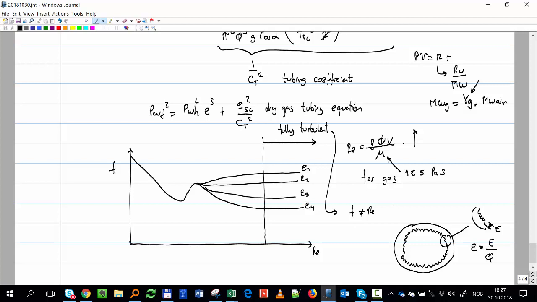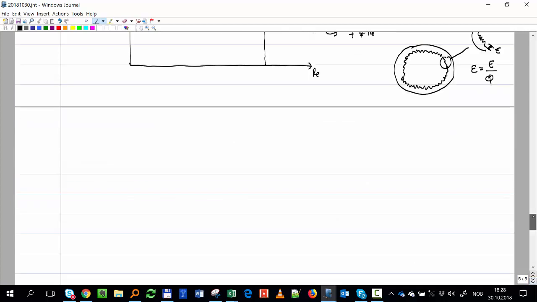So at the end, for gas, we can reach the conclusion that the friction factor is just a function of the roughness, which is fine, but still we need to have an expression for that. But then, that was in the 70s, I think.